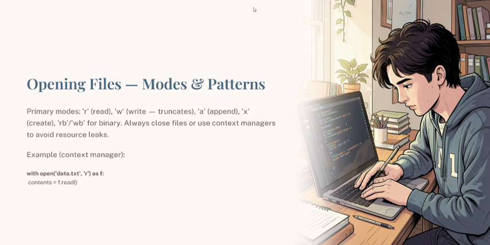Now let's start with the first practical concept, opening files. Whenever we want to work with a file in Python, the first step is opening that file. Python provides the open function for this purpose. The basic syntax is, you can see the example here. The mode tells Python what operation we want to perform on the file. The primary file modes are R, W, A, X. There are also binary modes RB, WB. Let's understand each mode.